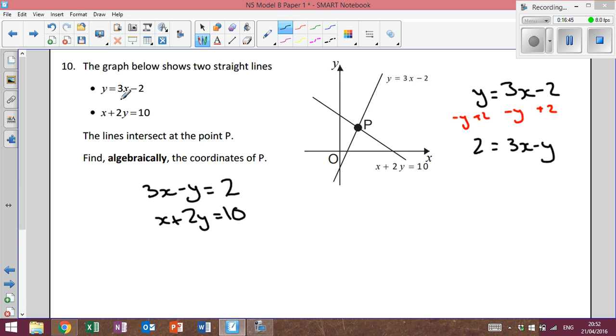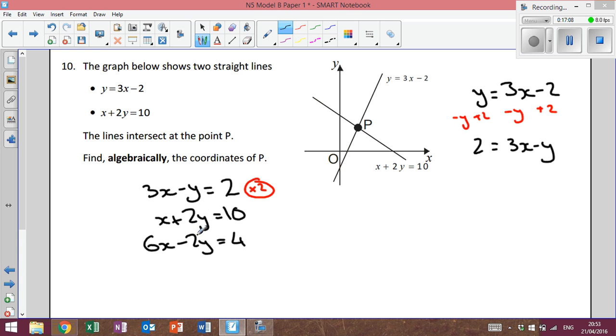Now, the other way to do it is by substitution, which some of you may prefer. That's fine. Either way, you'll get the right answer. What we're going to do is make the y's the same. So if we times that top one by 2, we've got 2 y's in both. When we do that, that gives us 6x minus 2y is equal to 4.